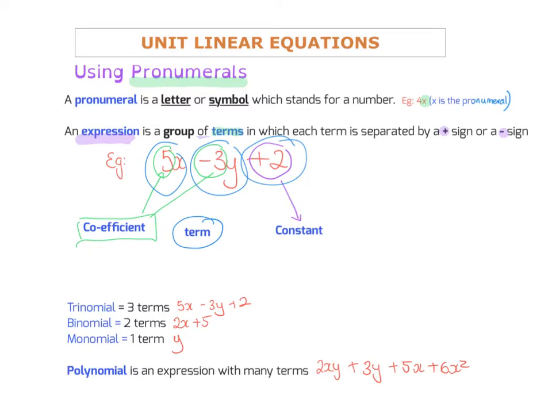All right, not too crucial, but just in case they ask you in a question, they might say, set up a trinomial. That means you'll need to have three terms there, okay? It'll just help you with the questions.